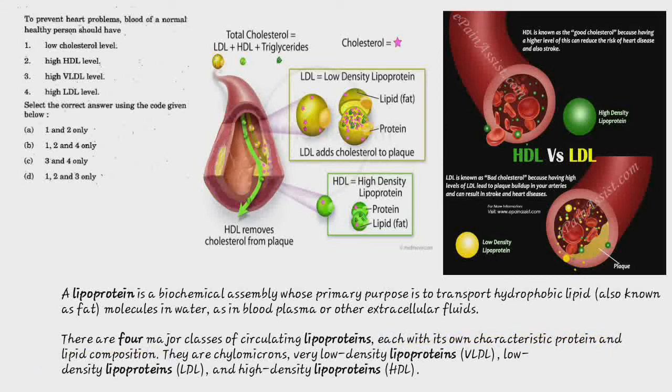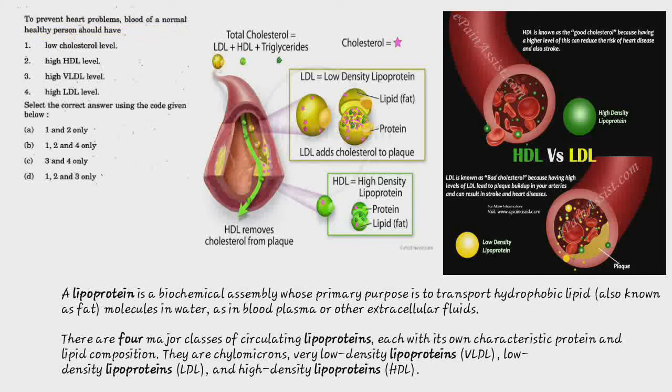So you can see here in the diagram that there is this lipid and protein. So each will be having these 2 things, the lipid part and the protein part. They are chylomicrons, very low density lipoproteins, that is VLDL, low density lipoproteins, that is LDL, and high density lipoprotein, that is HDL. Now, you saw what these lipoproteins are. Now we have to see which is required for the healthy person.